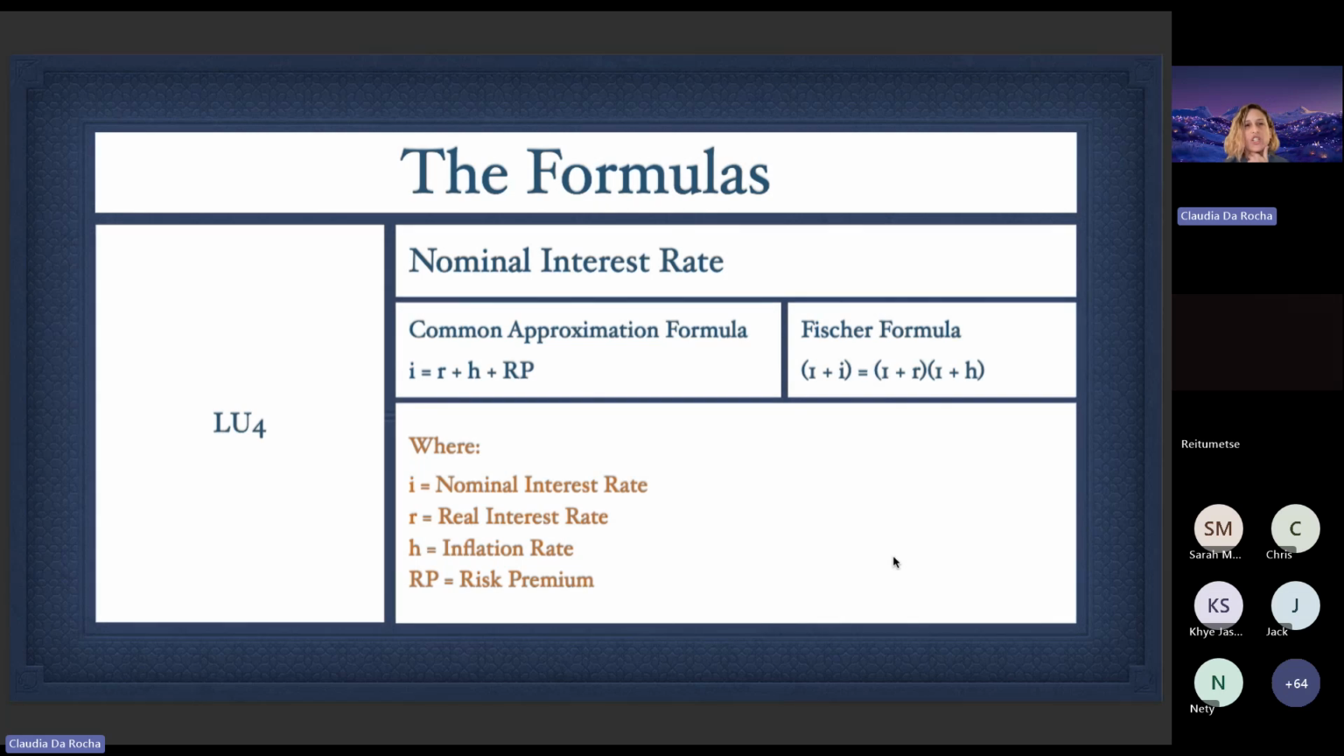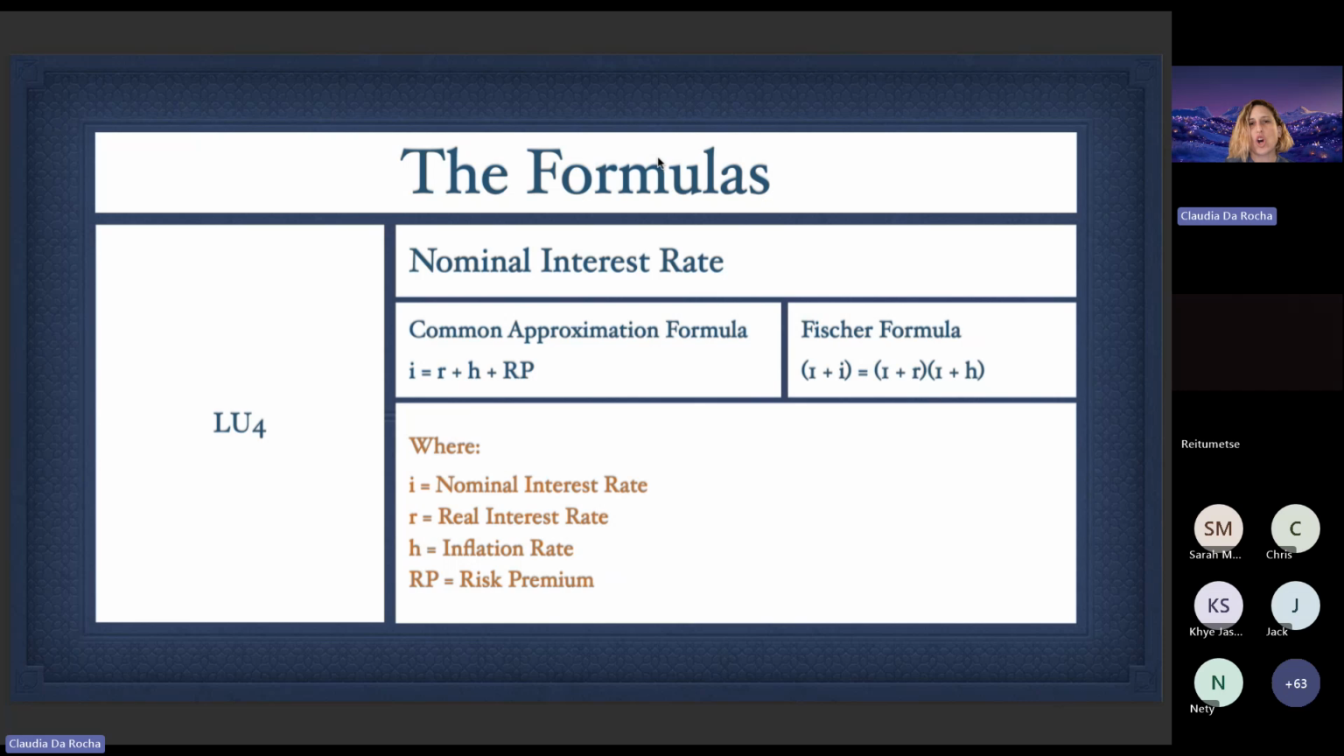All right, then we're moving on into Learning Unit 4. Here we have the nominal interest rate, and there are two formulas that you need to know. One is called the common approximation formula, and the other is called the Fisher formula. With the common approximation, our nominal interest rate, represented by I, is equal to R plus H plus RP. R is your real interest rate, H is your inflation, and RP is your risk premium. Your Fisher formula is basically just another way of representing the same items, a different type of formula: 1 plus I equals 1 plus R times 1 plus H.